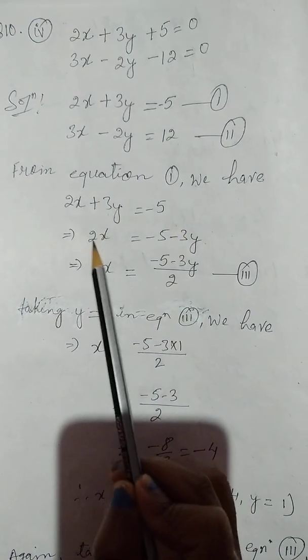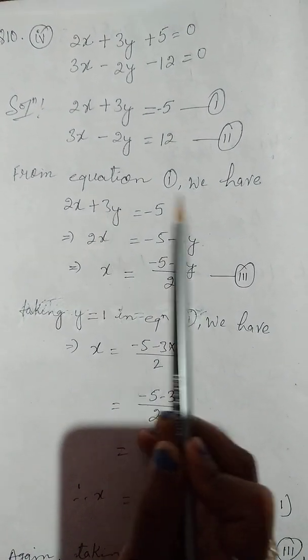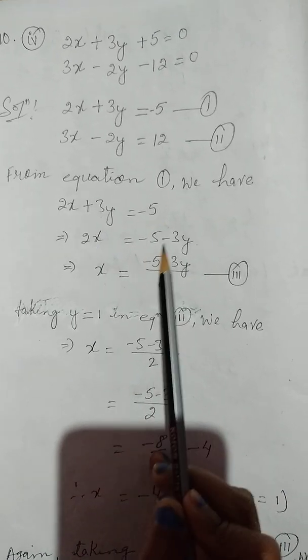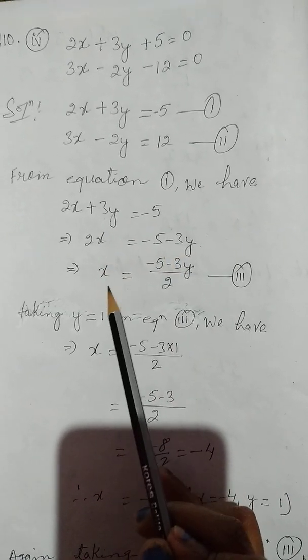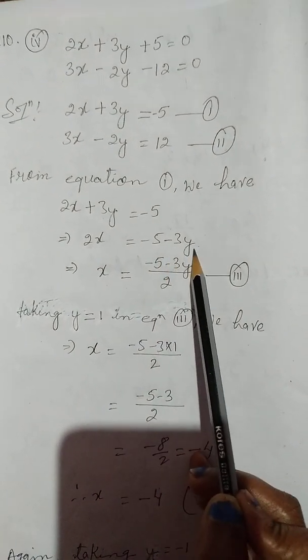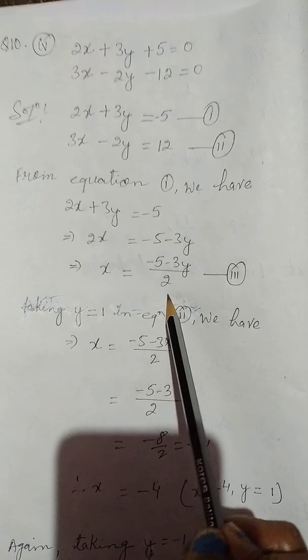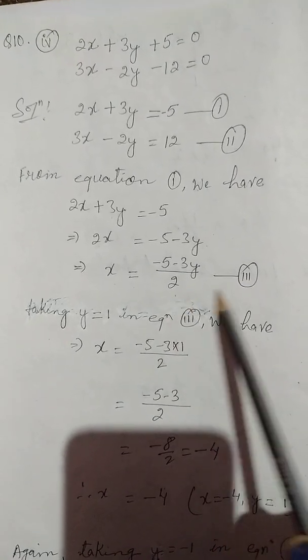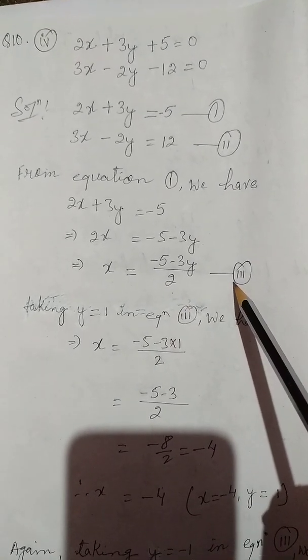Alright, so we take this part and write it similarly. Now since I want x, I will take all others to the other side. Plus becomes minus. Therefore I'll just take x, and this will be the divisor: x equals minus 5 minus 3y divided by 2. Now this will be equation 3.